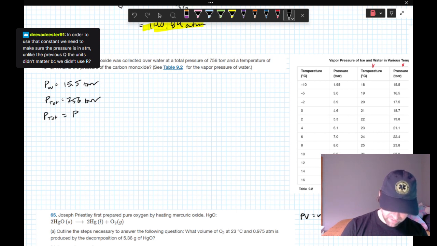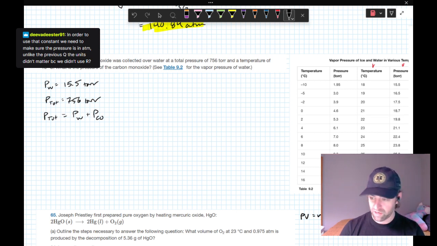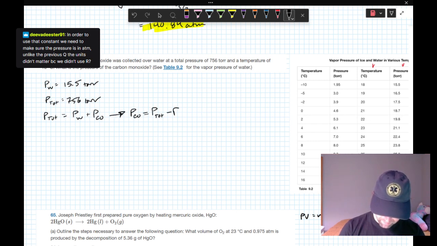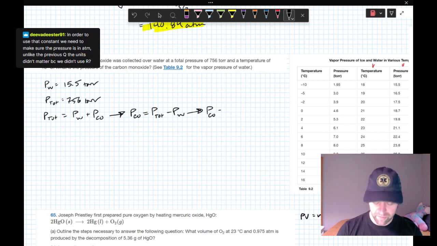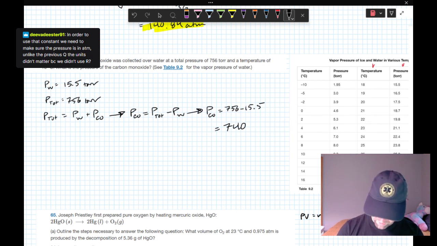The total pressure equals the partial pressure of water vapor plus the partial pressure of carbon monoxide in the chamber. We're trying to calculate the partial pressure of carbon monoxide, which equals P total minus P water. Partial pressure of carbon monoxide equals 756 minus 15.5, which equals 740 torr.